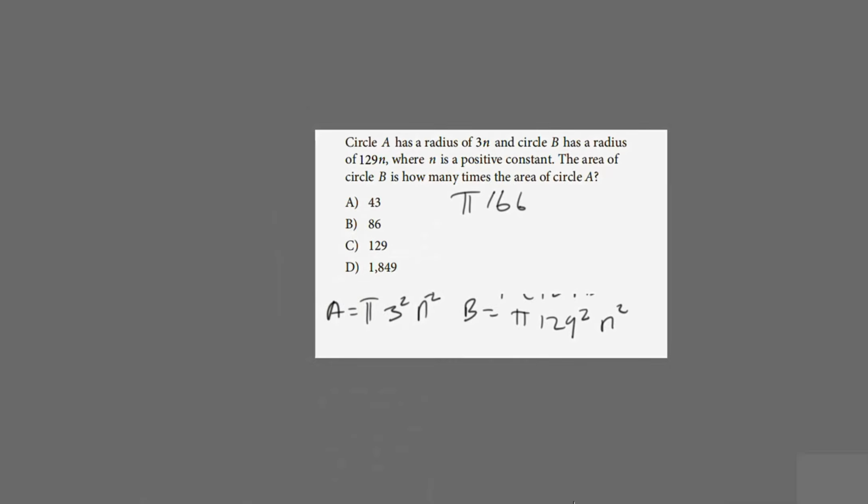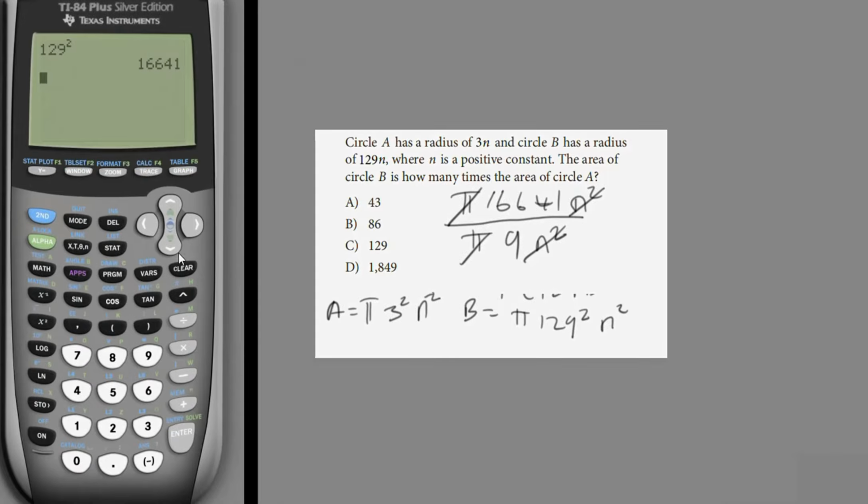So it's going to give us 16,641 over this will give us pi. So remember we have our n square here, so our 3 square is 9 n square. So this pi cancels, n square cancels n square, so we are left with 16,641 divided by 9. So answer divide by 9, what will be the output? So that will be 1,849. So the right answer to this question is option D.